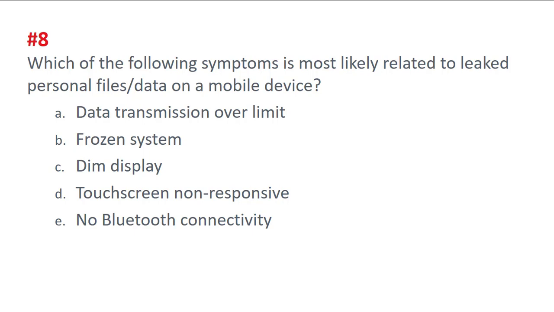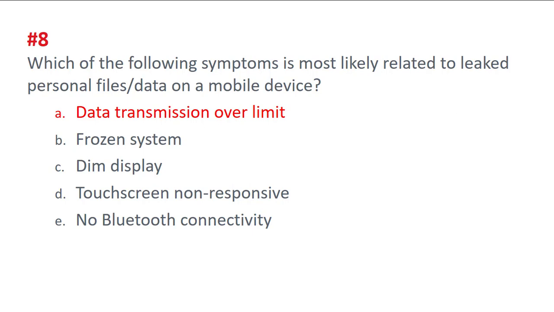Which of the following symptoms is most likely related to leaked personal files and data on a mobile device? Which of these 5 symptoms is most likely related to leaked information on a mobile device? Well, for that to occur, our data transmission is over limit. A frozen system, well, you're not going to be able to leak anything because it's locked. Dim display, you can still see things. No Bluetooth connectivity, that has nothing to do with anything. Touchscreen non-responsive, you can't do anything with the screen, so you can't leak your data. So that is why data transmission over limit.